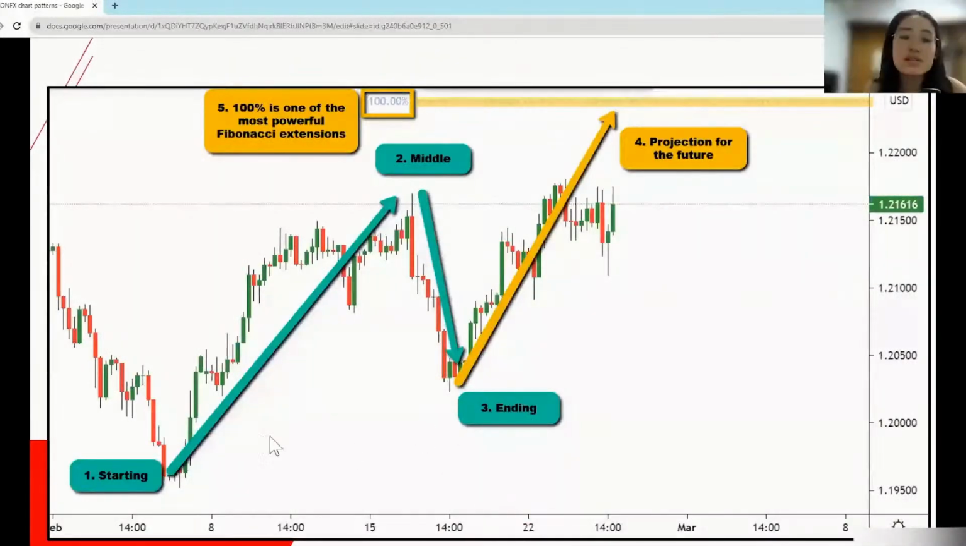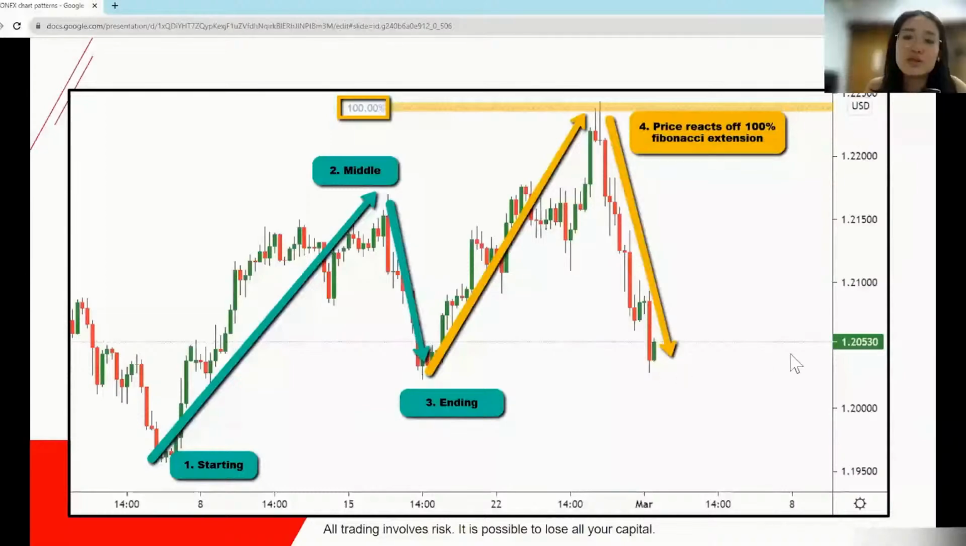One more example for you guys. Starting point, middle point, ending point. You can see the shape here. 100%, we're expecting price to hit it. And you can see it reverse off of it nicely.